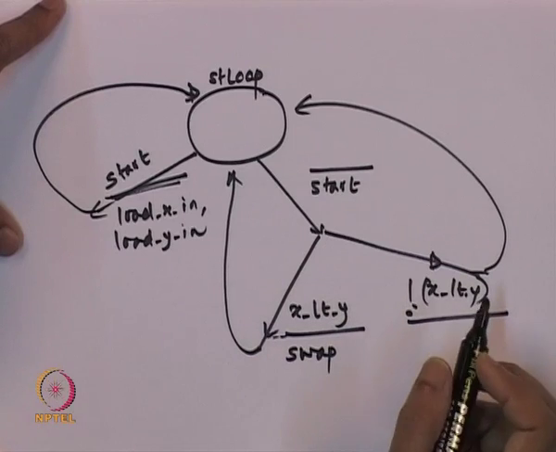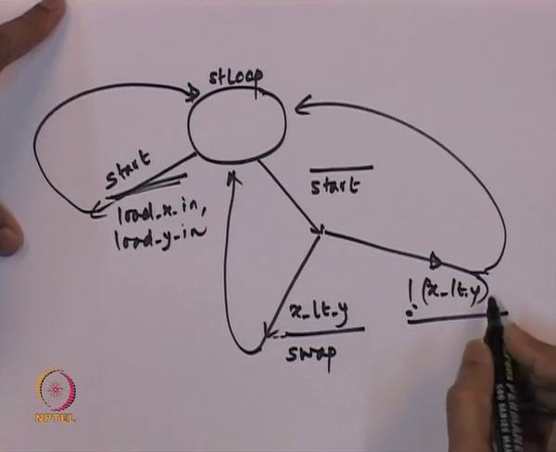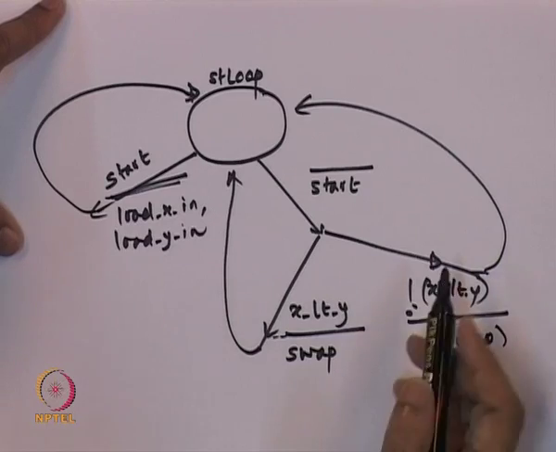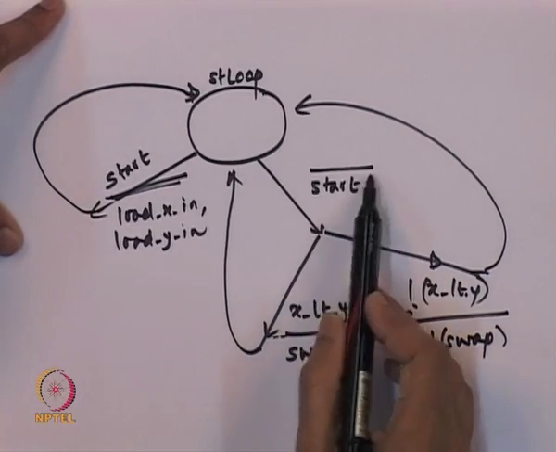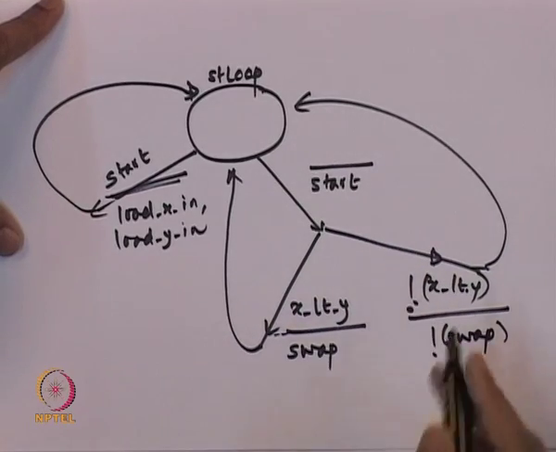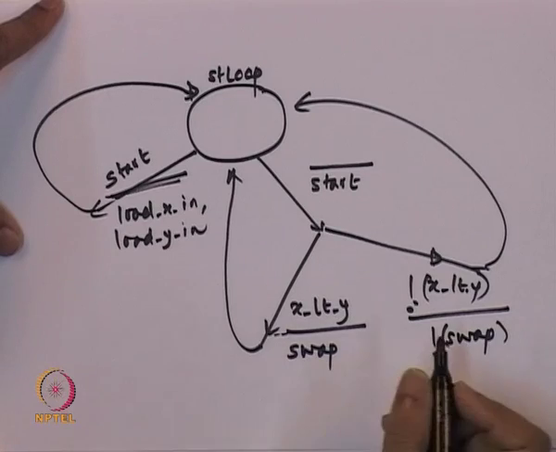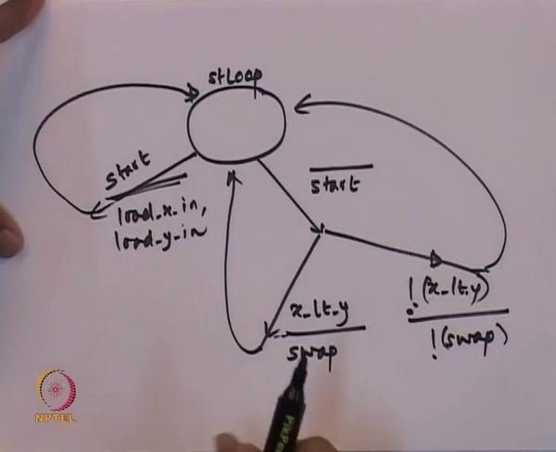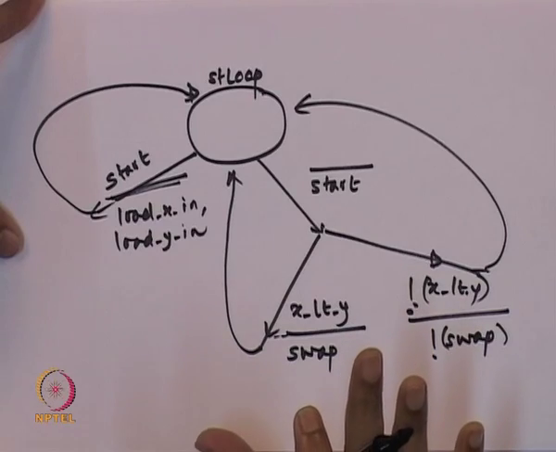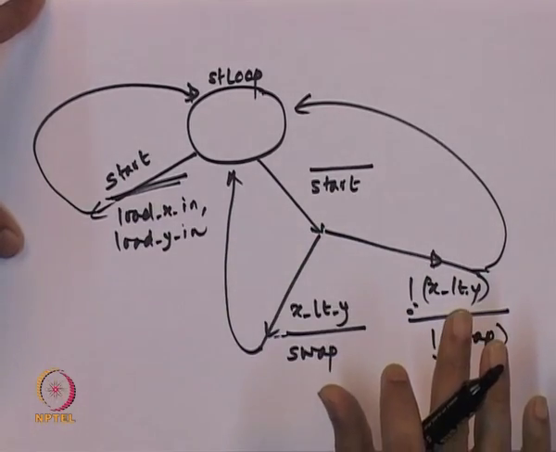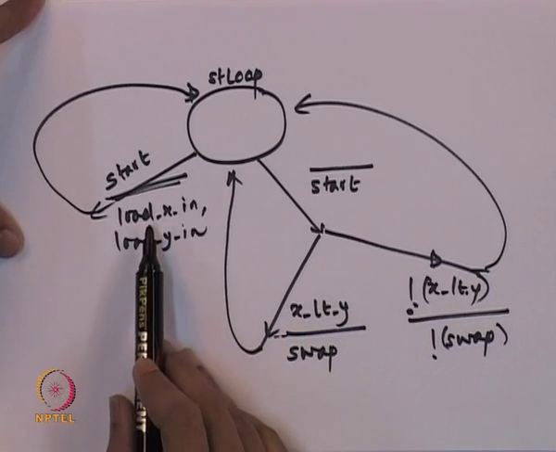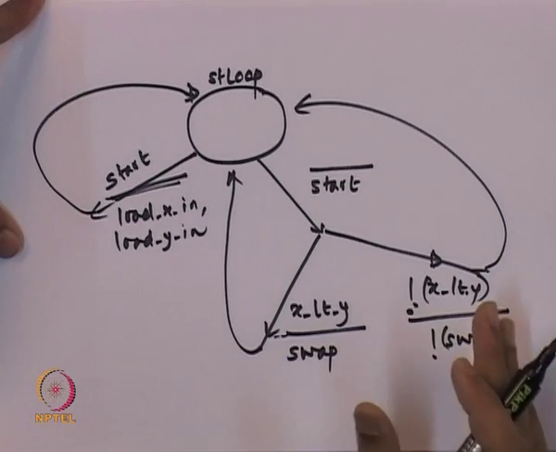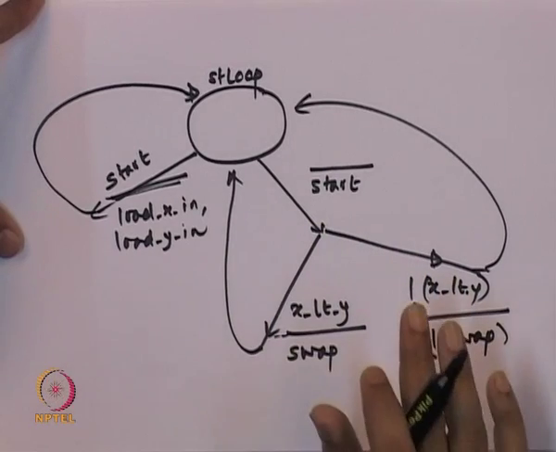It is asserted in response to noticing that X is less than Y, and if X is not less than Y, then the swap signal is deasserted. By the way, I am a bit casual with the notation. Sometimes for negation I use over bar, sometimes I use the exclamation mark. That is okay, I think. So, this is the essential description of the controller. It is a single state controller, that means it is purely combinational. It is simply generating the output signals load x in, load y in, swap, etcetera, simply by looking at the values of the inputs.